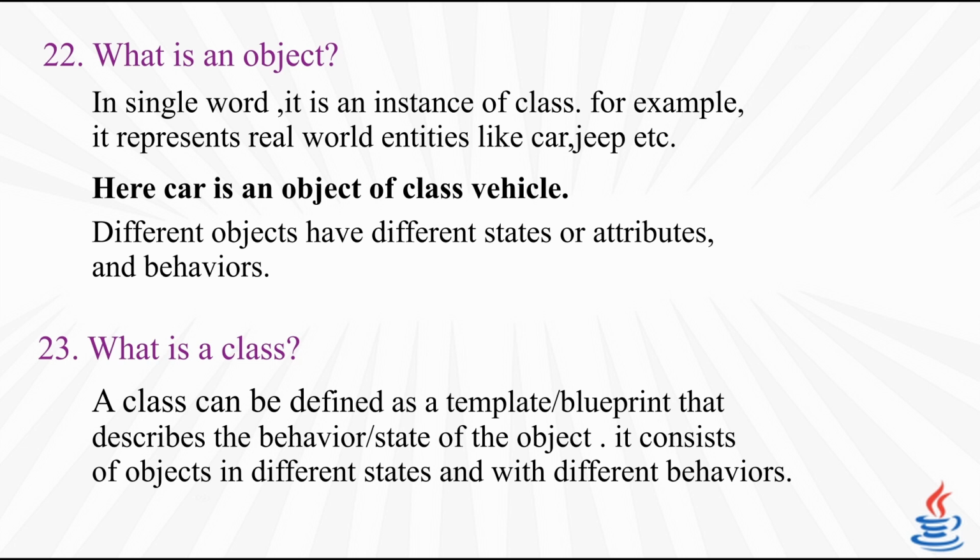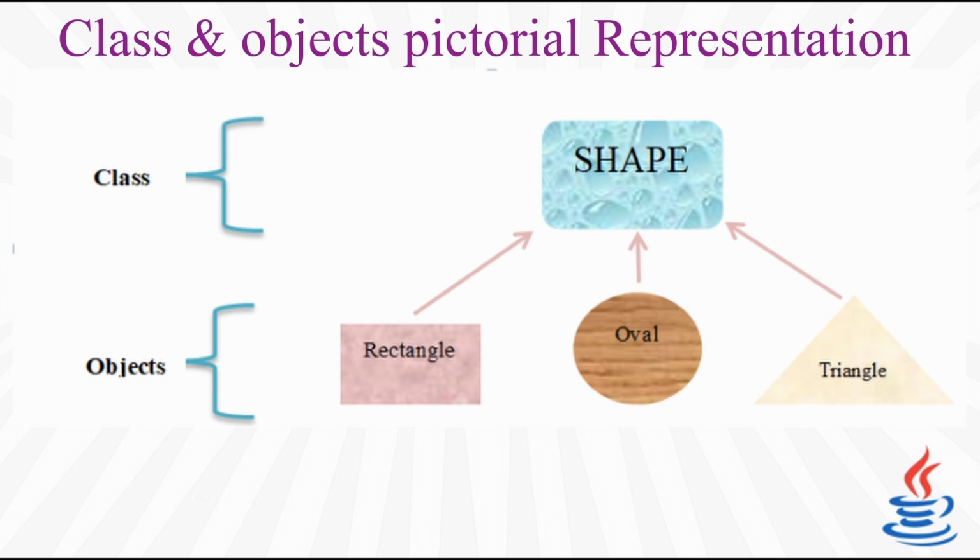Next question is, what is a class? A class can be defined as a template or blueprint that describes the behavior or state of the object. It consists of objects in different states and with different behaviors. In this picture, the class shape has objects like rectangle, oval and triangle, etc. That means shape has states like rectangle and circle as well as behaviors like draw or rotate.